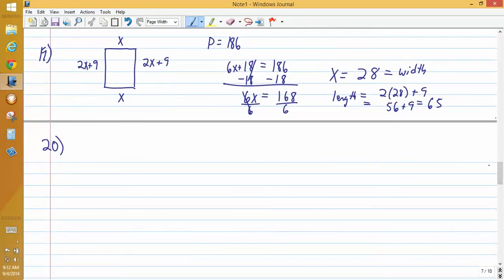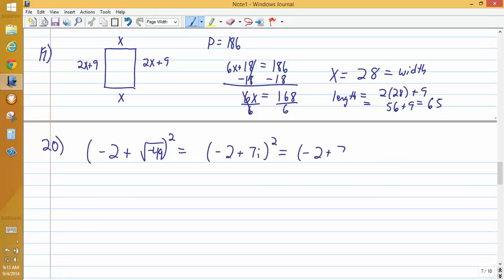Number 20, negative 2 plus the square root of negative 49, squared. So before you do any squaring, you need to rewrite the square root of negative 49. Remember, you write an i on the outside, and that gets rid of the negative, and then the square root of 49 is 7. So this is going to be 7i. Squared means that you need to say this thing times itself. This is not a conjugate, so you do have to FOIL it all the way out.